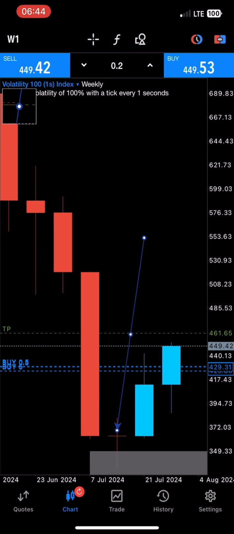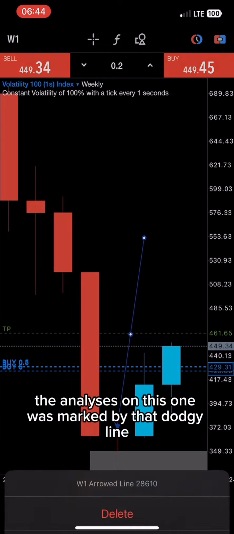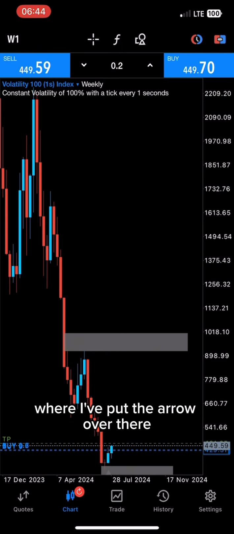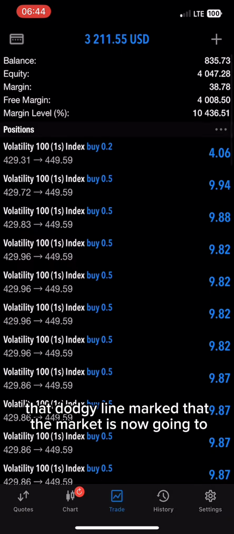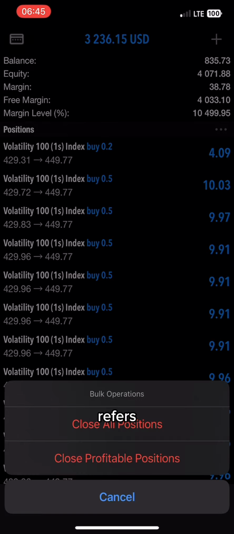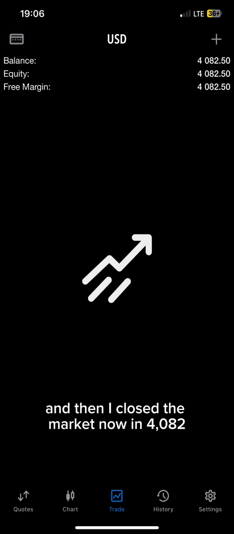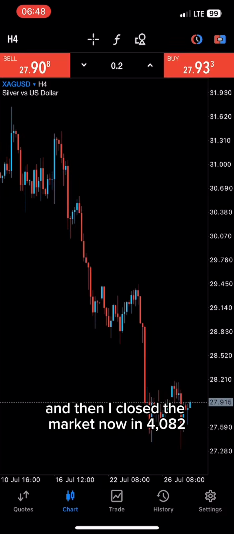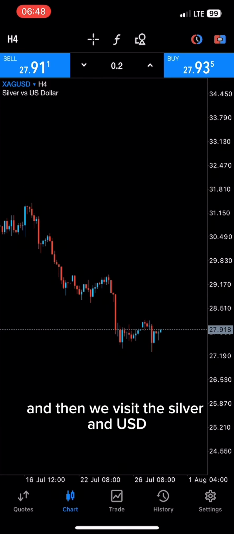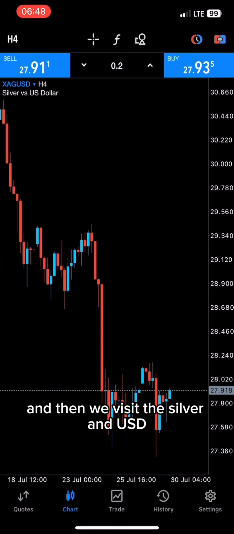So the analysis on this one was marked by that doji line where I've put the arrow over there. So that doji line marked that the market is now going to reverse. And then I closed the market now in 4,082. And then we visit the silver and USD.